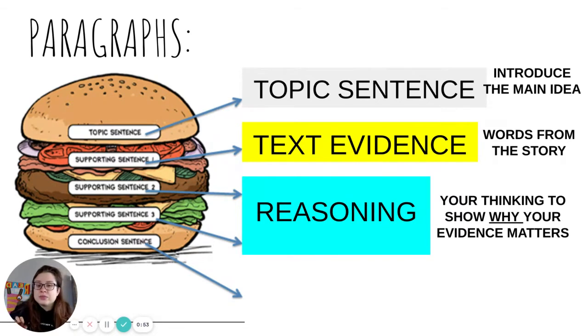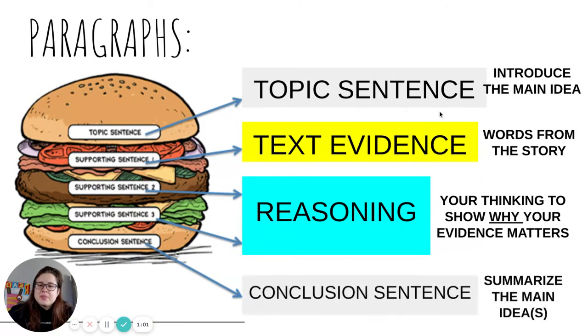Your paragraph will have reasoning, which is important because it shows your thinking and is going to explain why the evidence matters. And then your paragraph will also end with a conclusion sentence, whose job is to summarize the main ideas. Notice how the topic and conclusion sentence are both the bread of the hamburger, because their purpose is kind of the same, to introduce your topic or to summarize your topic. Usually these pieces will look relatively similar.